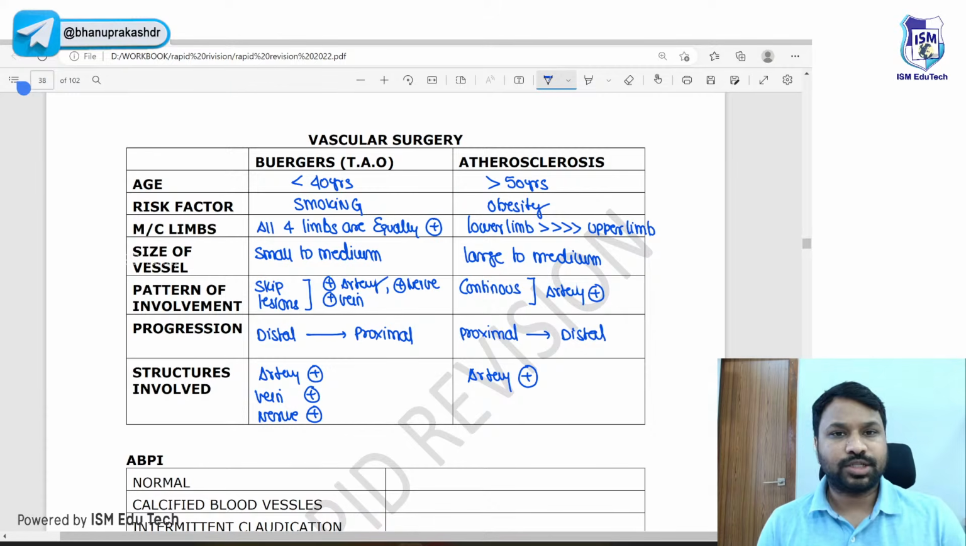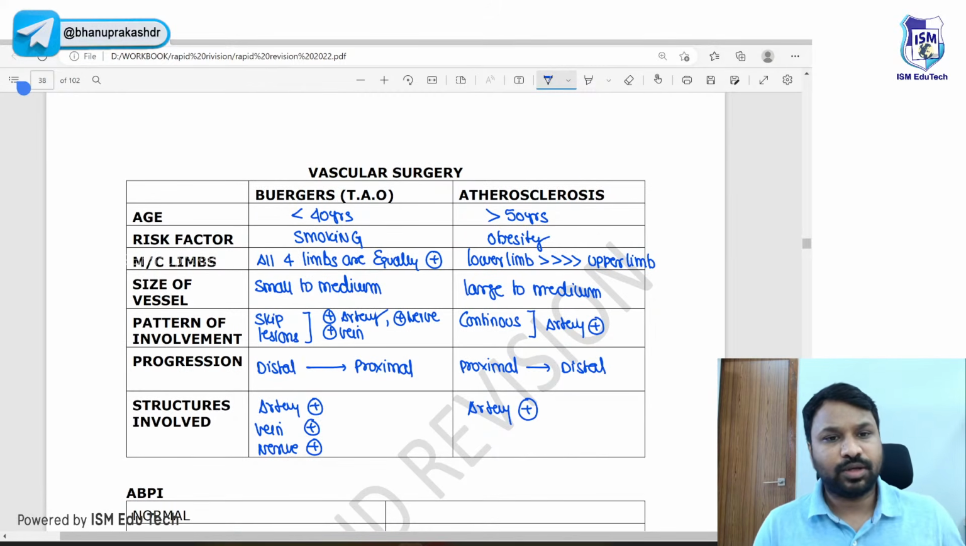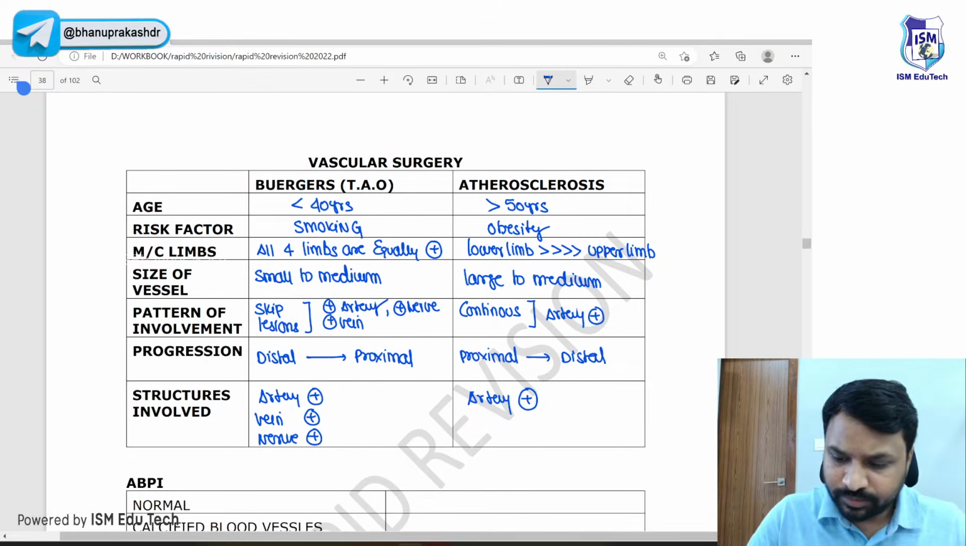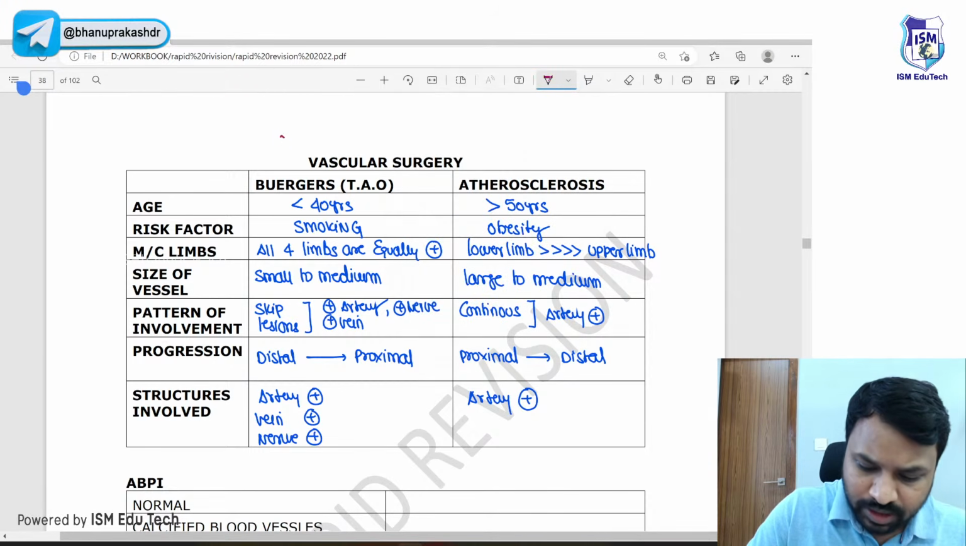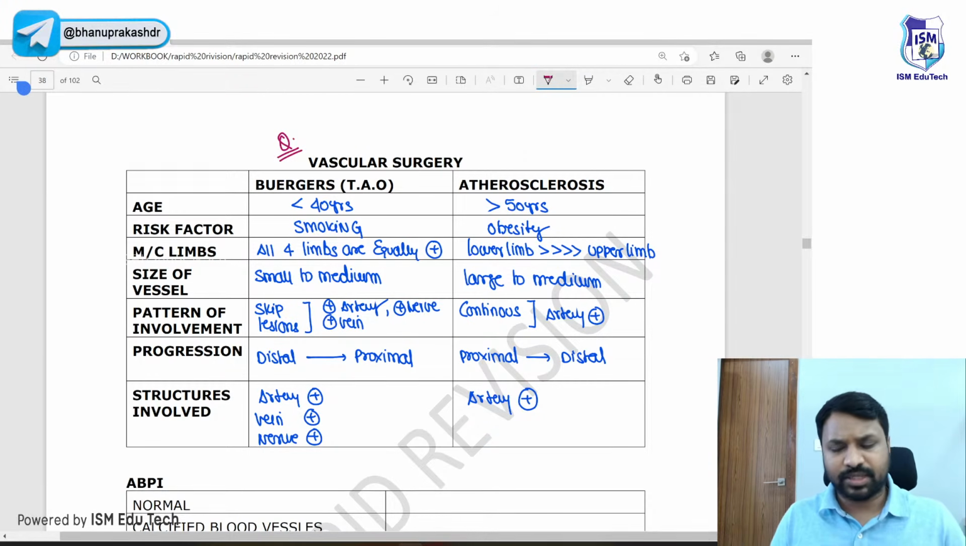So these are the structures which are involved, right? So Buerger's and atherosclerosis, right? Again, the majority of your exam questions about Buerger's and atherosclerosis are only from this table.